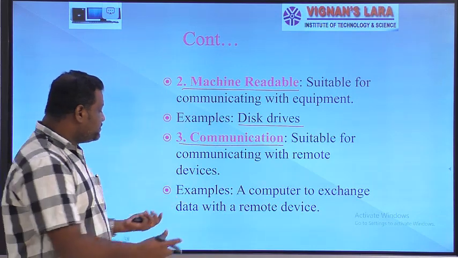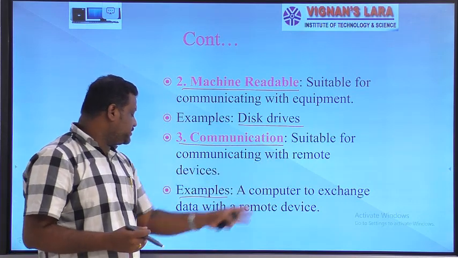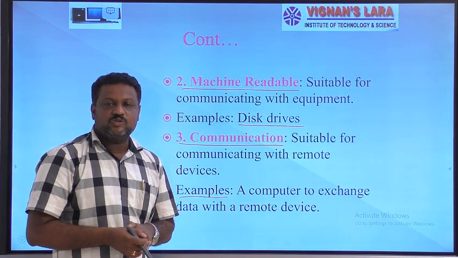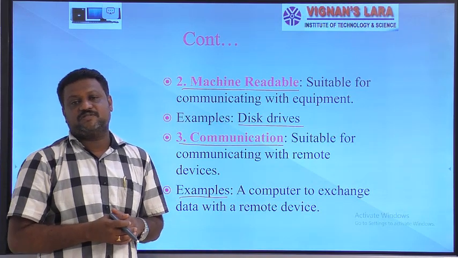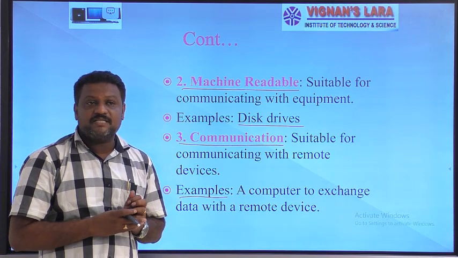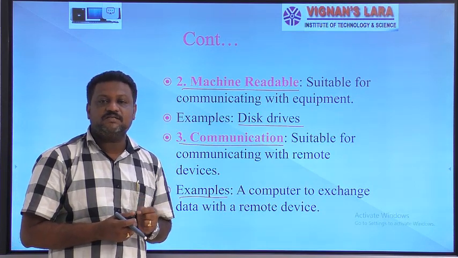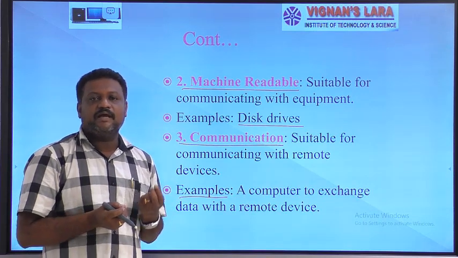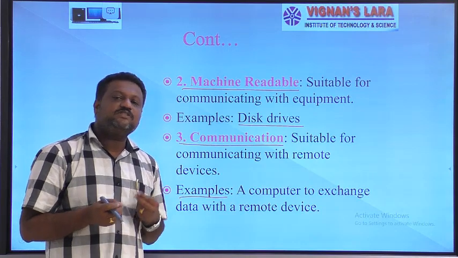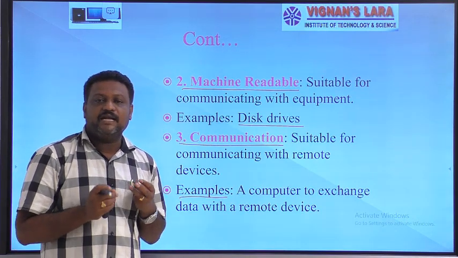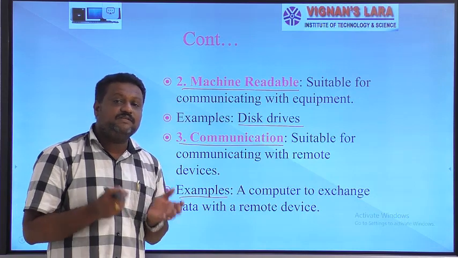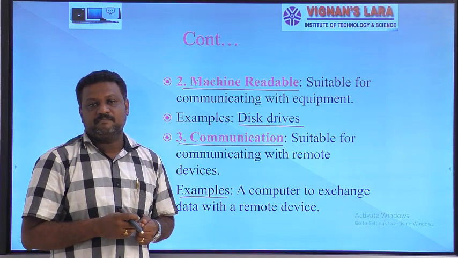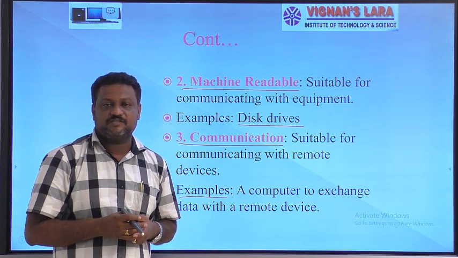So that is the best example: a computer exchanging data with a remote device. These we can call communicating devices. Again, I summarize, guys: there are three types of I/O devices. One is human readable, the devices which directly interact with the user. The second is machine readable, the devices which are used only by the machine itself. And the third is communicating devices. These devices are suitable for communicating with devices at a far end. Like this, there are three varieties of I/O devices.